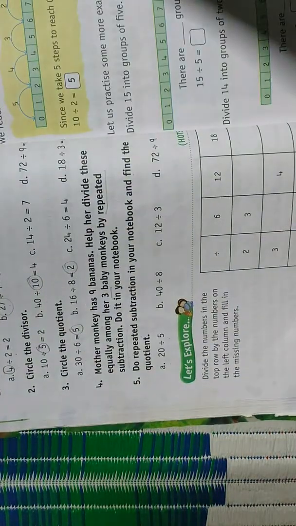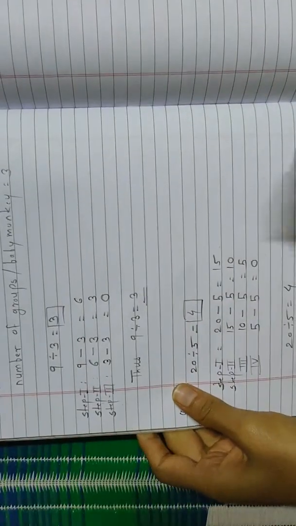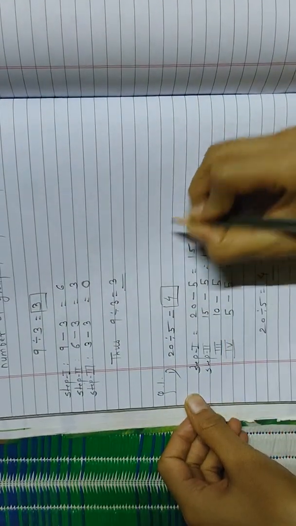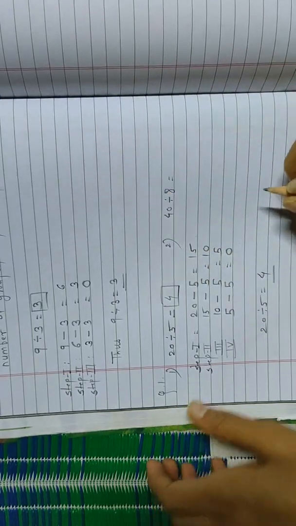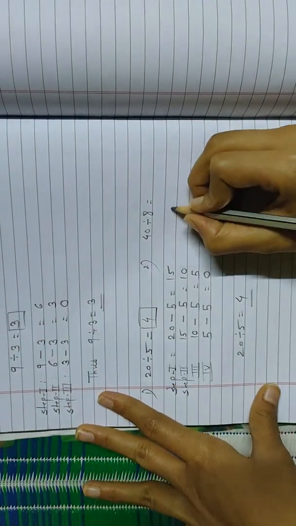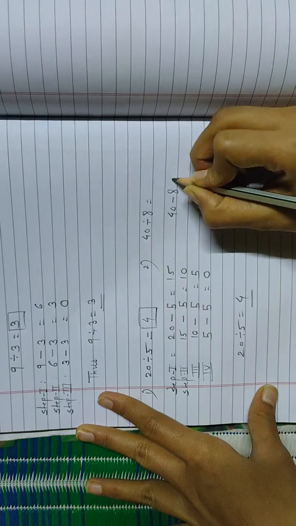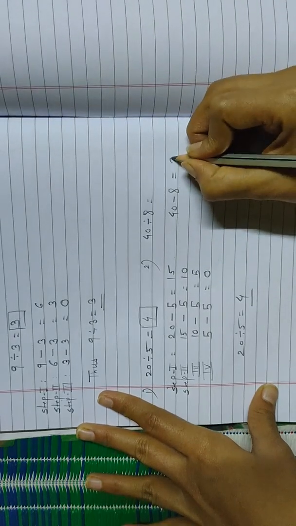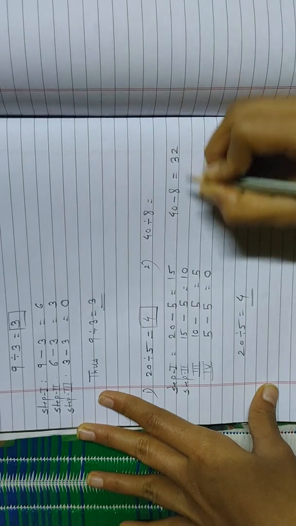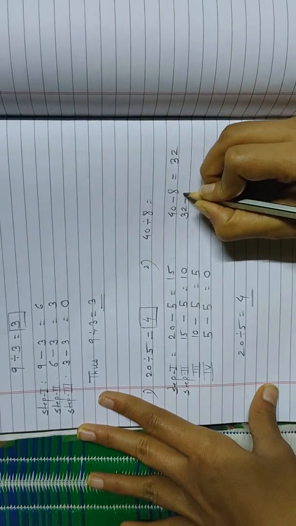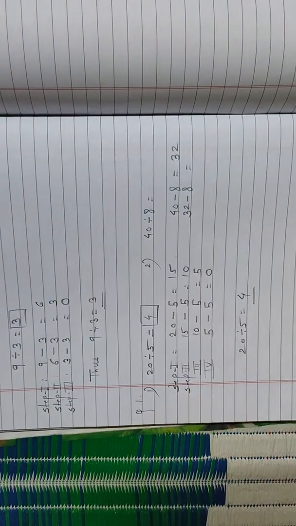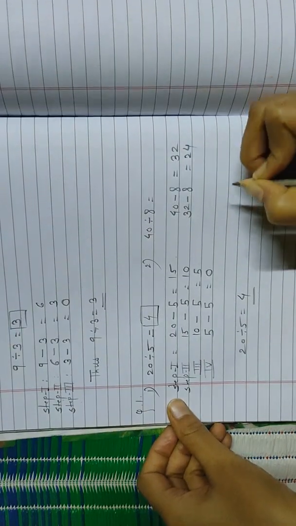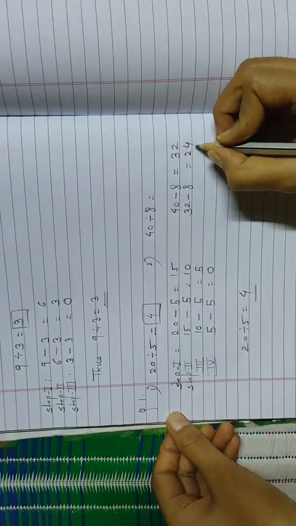Now question number 2 is what? Question number 2 is 40 divided by 8. So you will write question number 2. This is first, this is second. 40 divided by 8 is equal to. So what will you do? You will perform the repeated subtraction. So 40 minus 8 is how many? That is 32. This is your step 1. Now again you will take this answer, 32, and subtract 8 from it. So 32 minus 8 is 24, right?